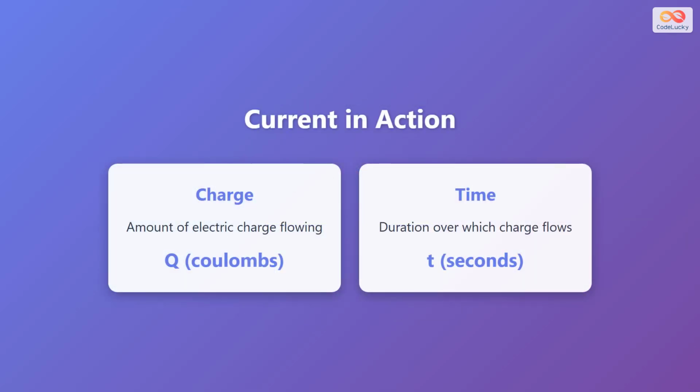Let's break down the components of our formula. Charge, represented by Q, is the total amount of electric charge flowing through the conductor and is measured in coulombs. Time, represented by T, is the duration over which this charge flows and is measured in seconds. By dividing the charge by the time, we get the rate at which charge is flowing, which is our electric current.